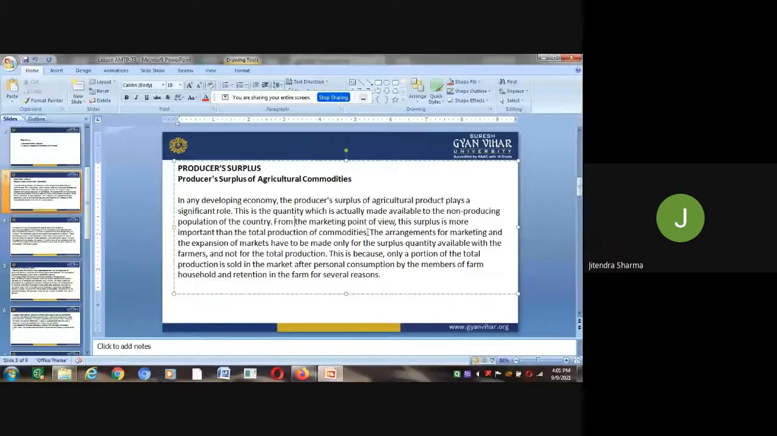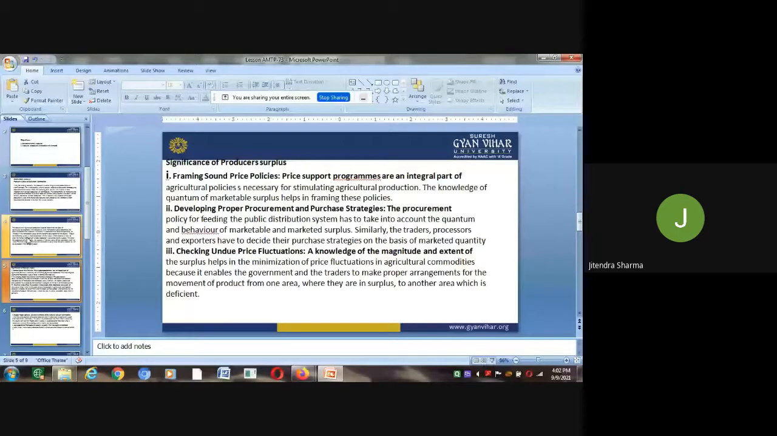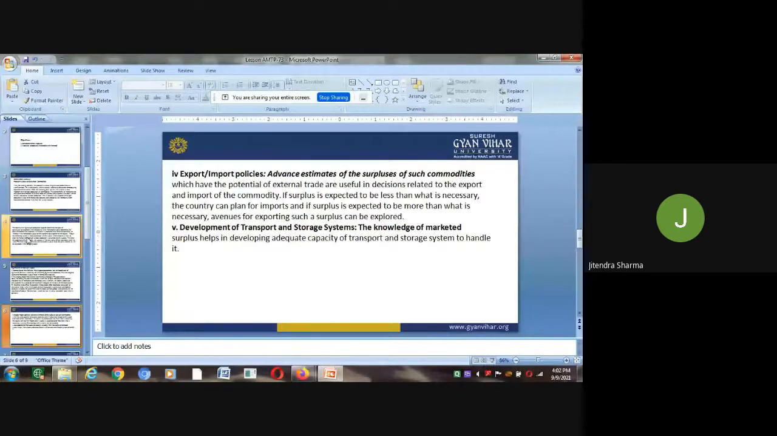We also discussed the significance of producer surplus: framing sound price policies, developing proper procurement and purchase strategies, checking undue price fluctuation, framing export-import policies, making an advance estimate of the surplus of such commodities, and developing transport and storage systems. The knowledge of marketable surplus helps in developing adequate transport capacity.